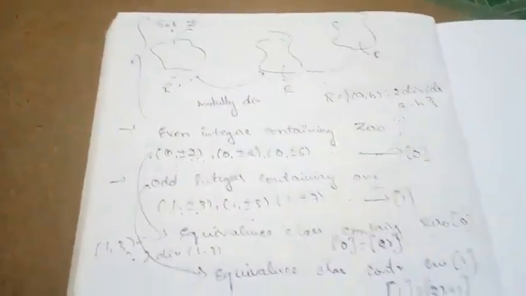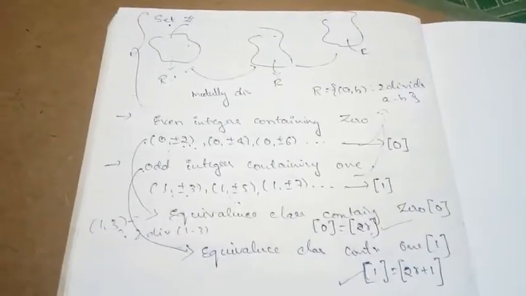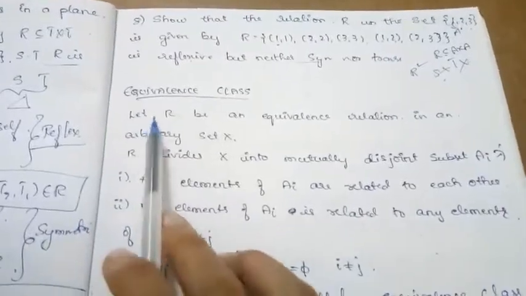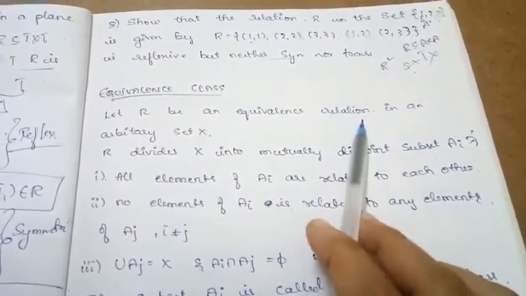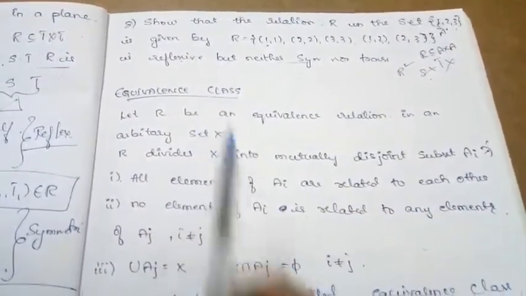So now with this example, let us understand the definition clearly. What was the definition saying? Let R be an equivalence relation on an arbitrary set X.